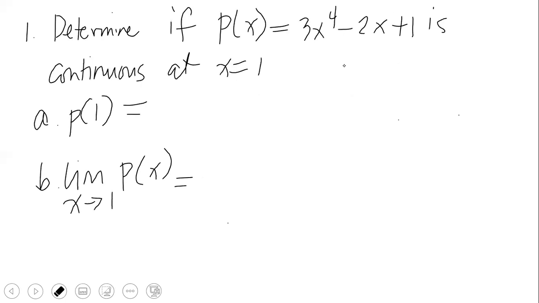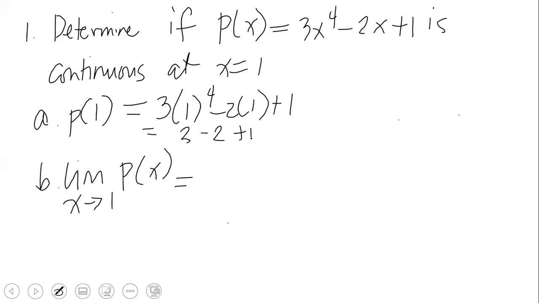Okay, so next one is we have the example. So determine natin ang function p of x equal to 3x to the fourth minus 2x plus 1 is continuous at x equal to 1. So evaluate natin, we have 3 times 1 to the fourth minus 2 times 1 is 1. So that will be 3 minus 2 plus 1. So therefore 1 plus 1, that will be 2.